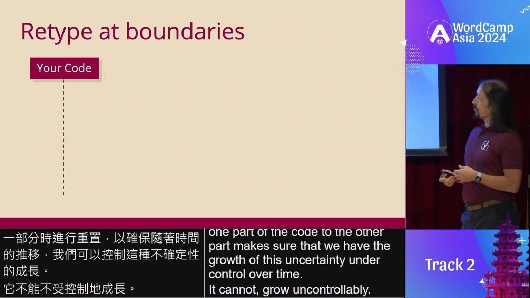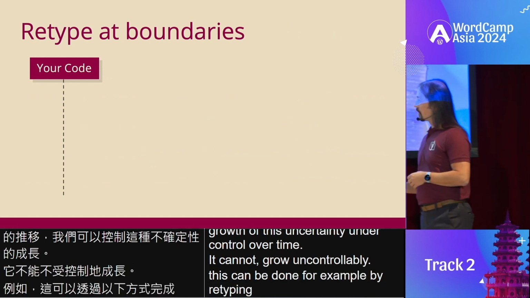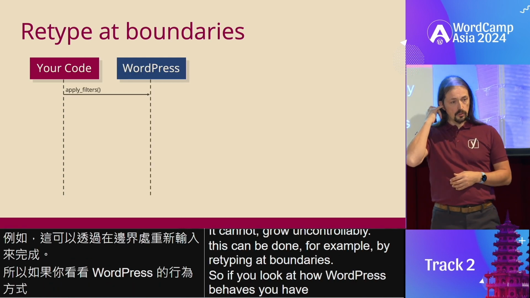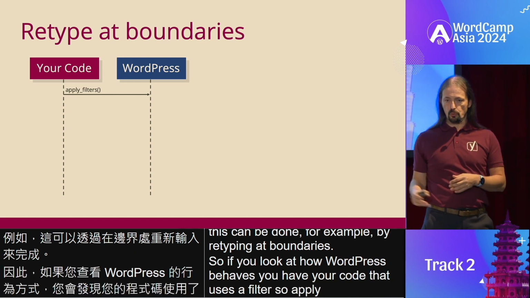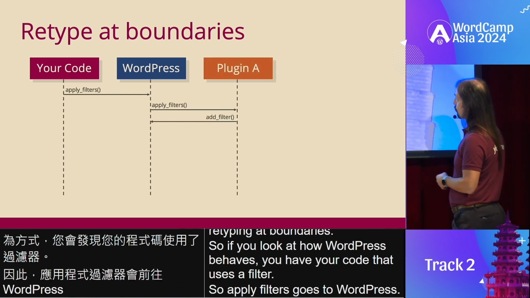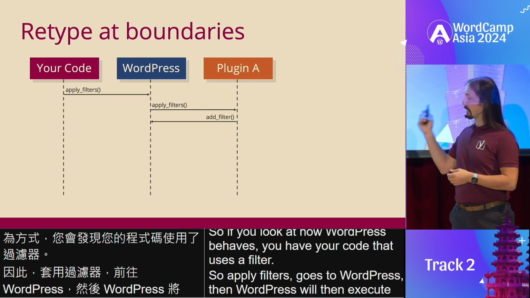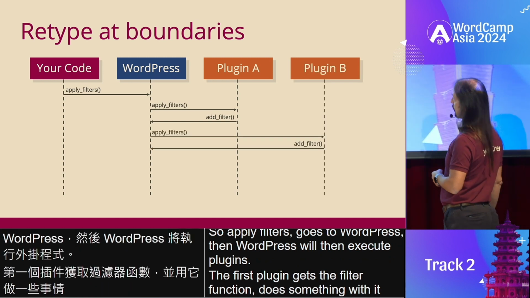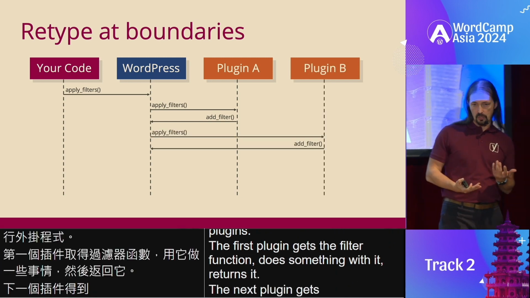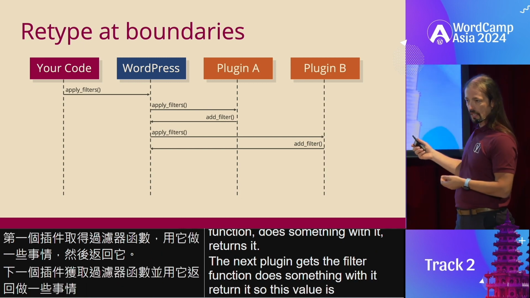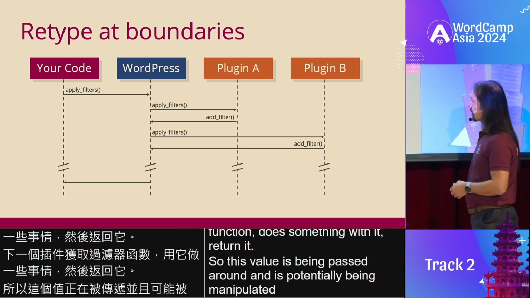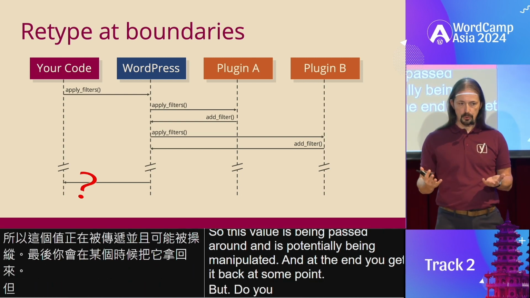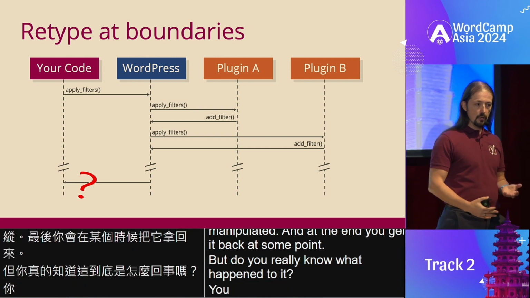This can be done, for example, by retyping at boundaries. If you look at how WordPress behaves, you have your code that uses a filter. So apply_filters goes to WordPress. Then WordPress will execute plugins. The first plugin gets the filter value, does something with it, returns it. The next plugin gets the value, does something with it, returns it. So this value is being passed around and is potentially being manipulated. At the end, you get it back at some point, but do you really know what happened to it? You cannot possibly know what happened to it.